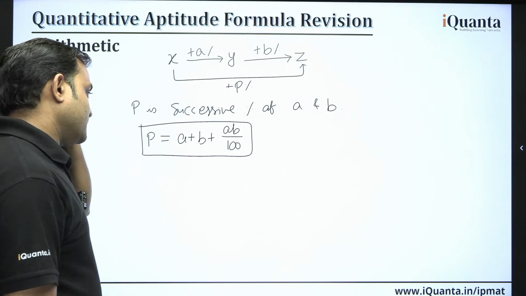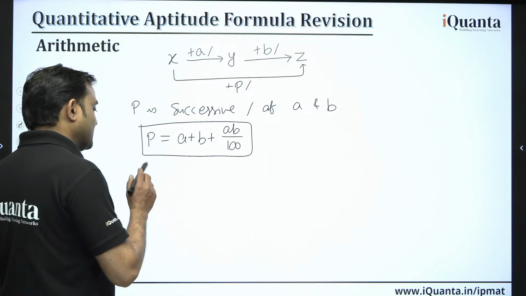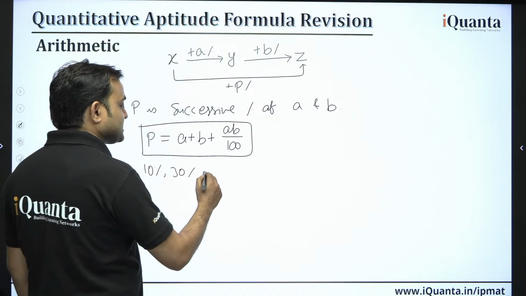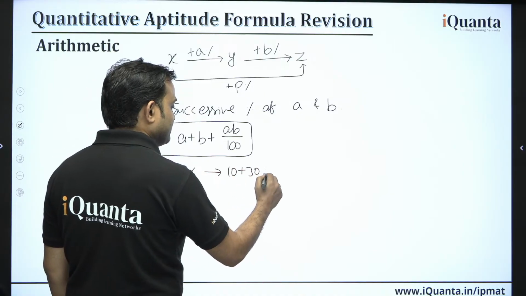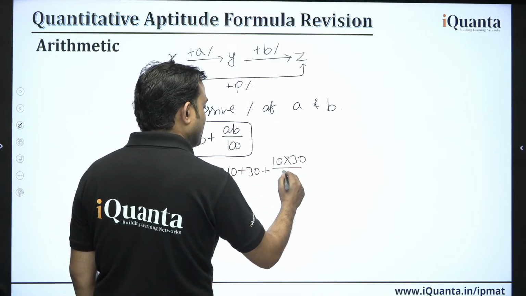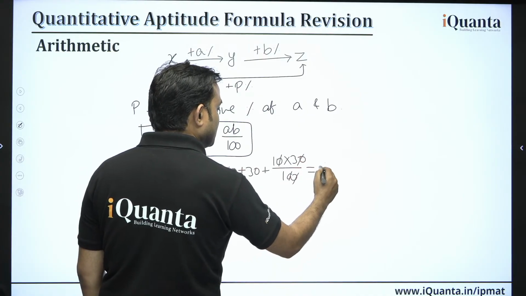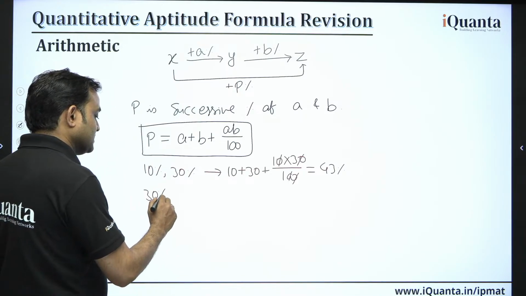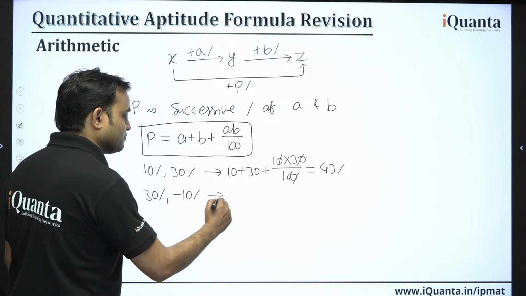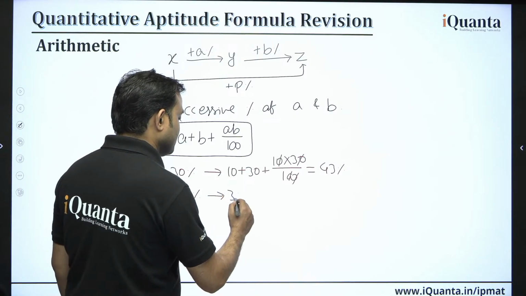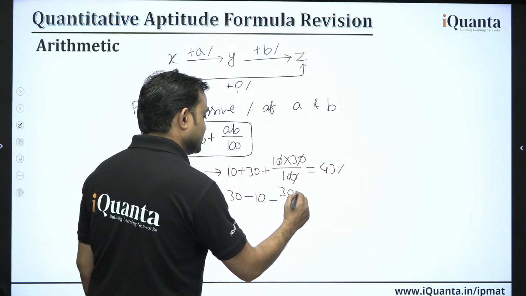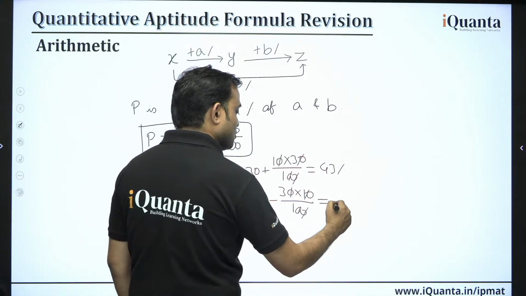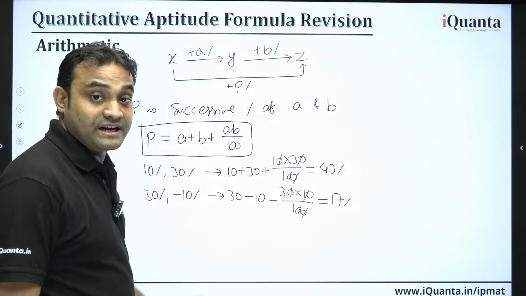Now let's say successive percentage, let's say a value is increased by 10% and then it is increased by 30%. What will be the successive change? It will be 10 plus 30 plus 10 into 30 upon 100, which will be equal to 43%. Then let's say we have a change of 30%, then we have a decrease of 10%. So what do we do here? We can take 30 minus 10 minus 30 into 10 upon 100. So this will be equal to 30 minus 13. So overall change in that case will be 17%.